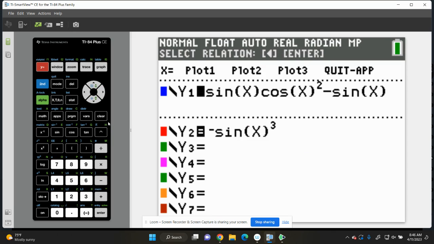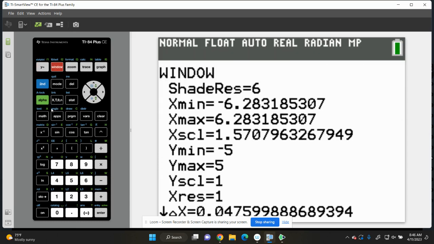Everyone able to do that? Anthony, you look like you did not do it. It says check done. Okay, so go to your window. Are you in radian mode?